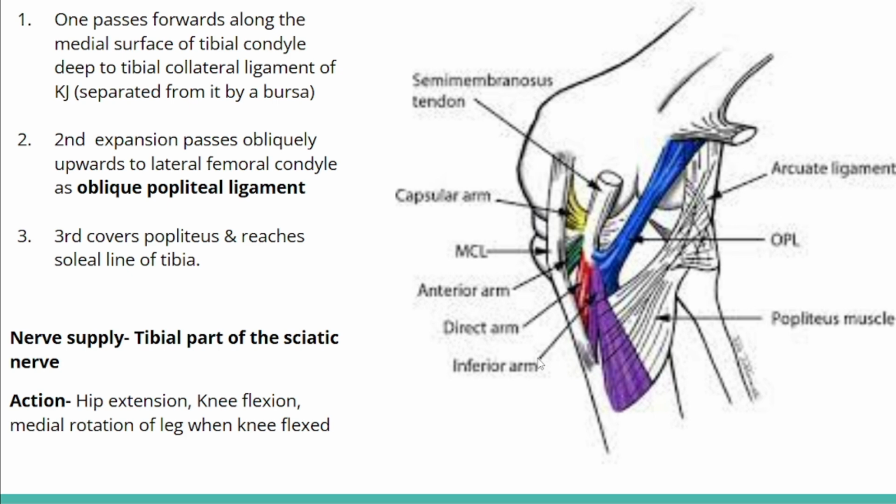The semimembranosus muscle is supplied by the tibial part of the sciatic nerve. This muscle extends from the hip joint to the knee joint and inserts on the back of the tibial condyle. When you think about the origin and insertion, you can work out the action. It does hip extension, knee flexion, and medial rotation of the leg when the knee is flexed.